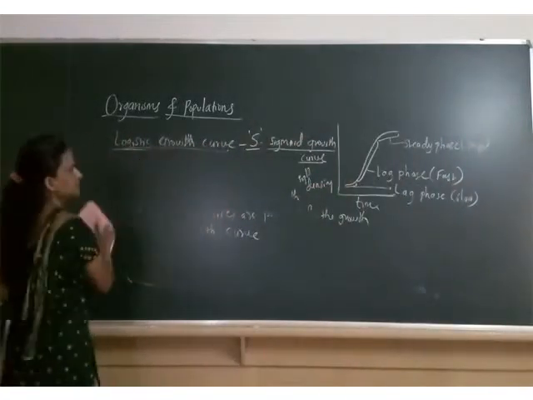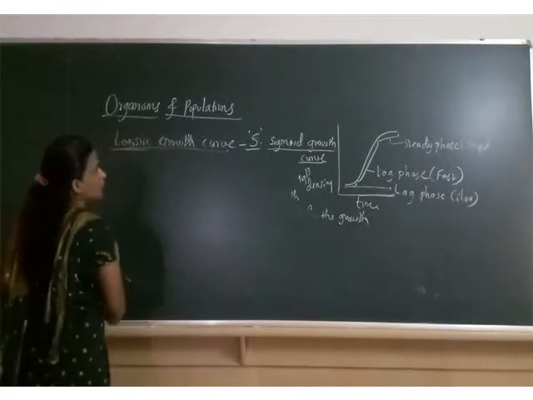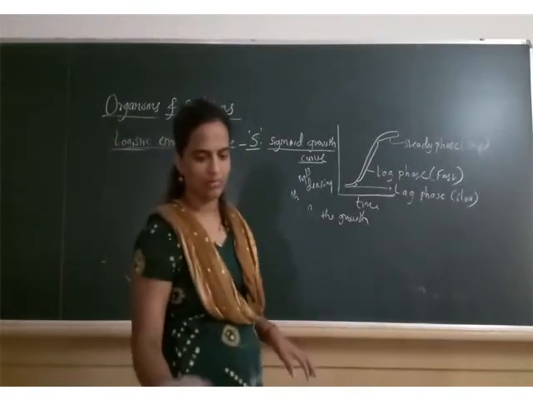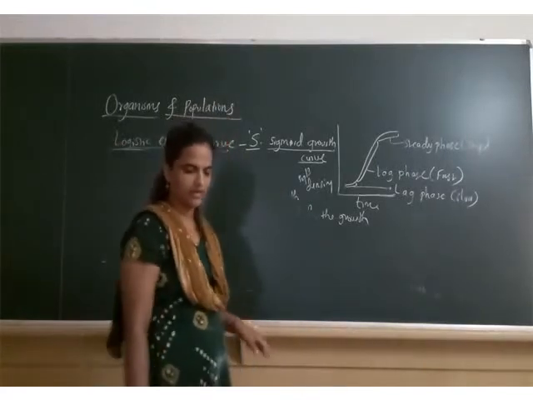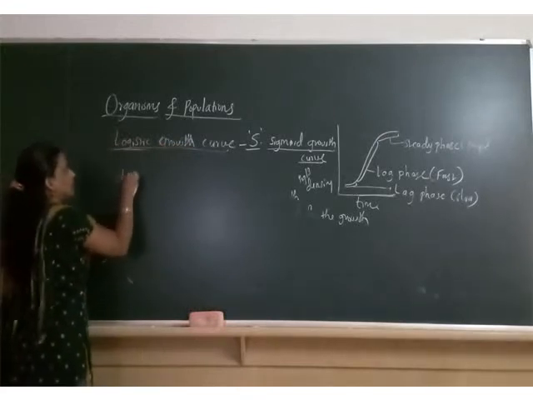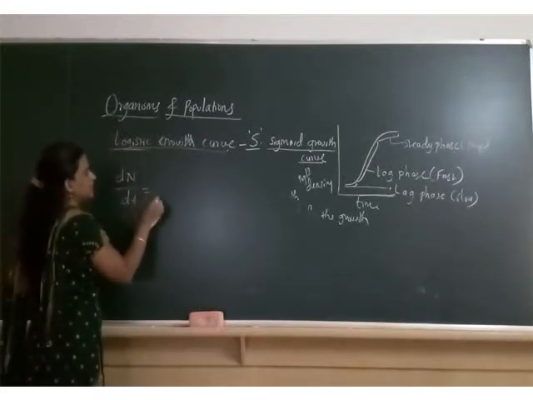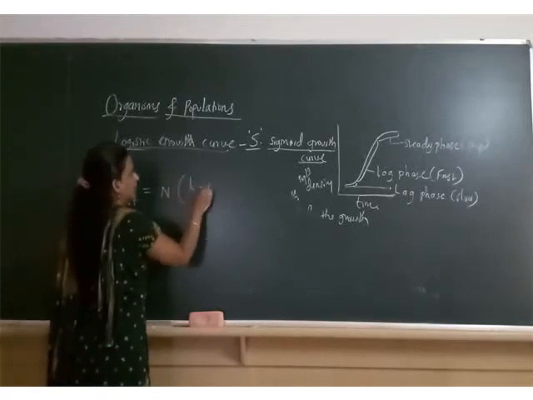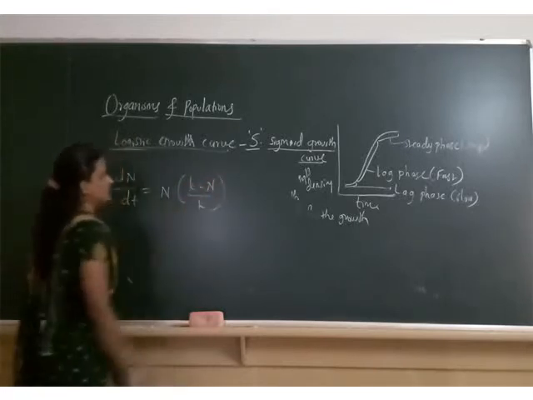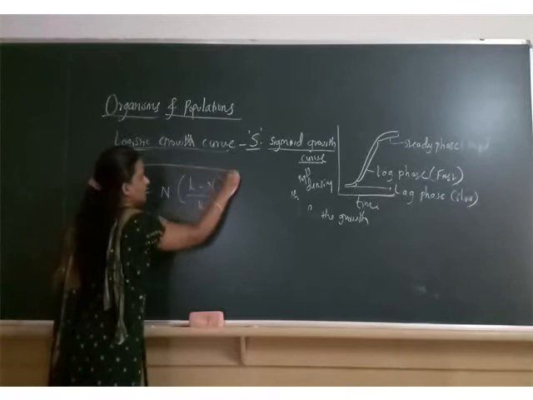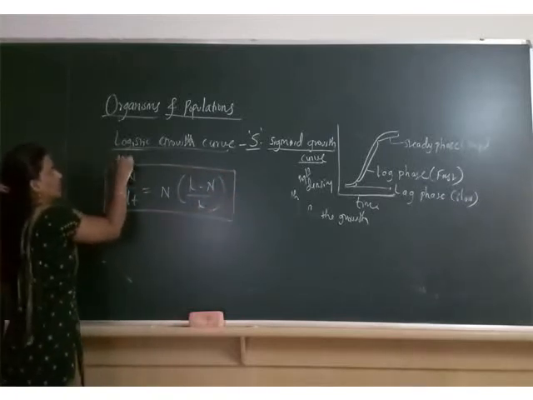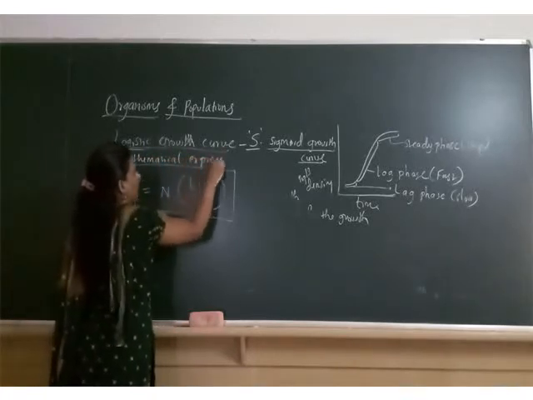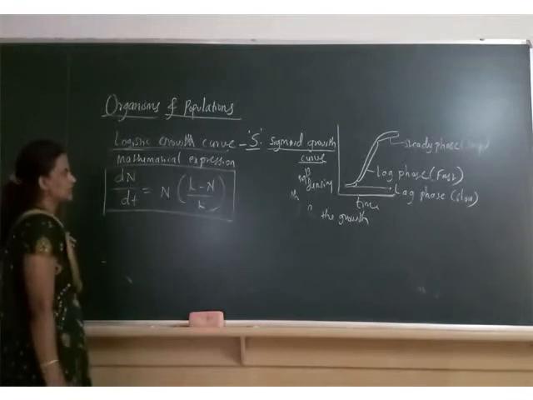Next one, this is the logistic growth curve, and the logistic growth curve also has a formula. What is the formula of this? dN divided by dt is equal to N (K minus N) divided by K. This is the mathematical expression of the logistic growth curve.